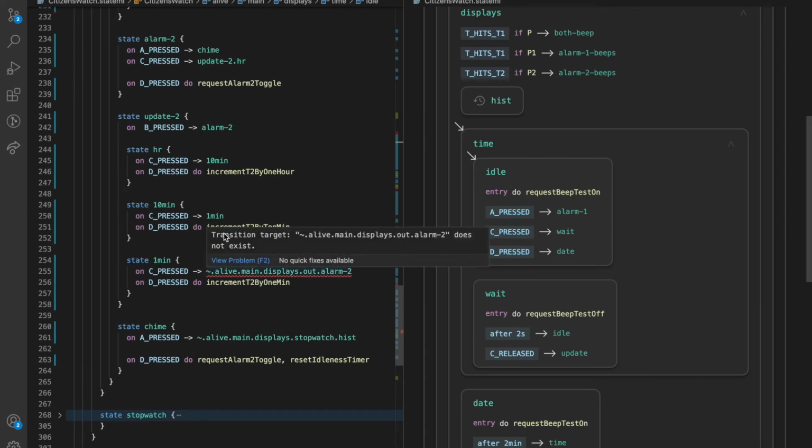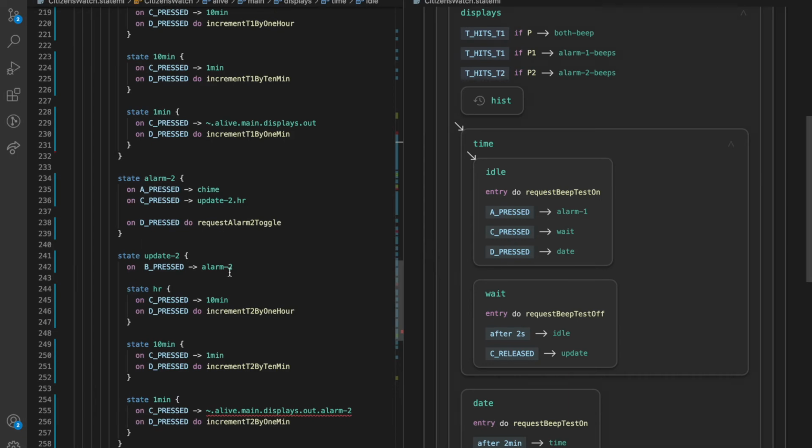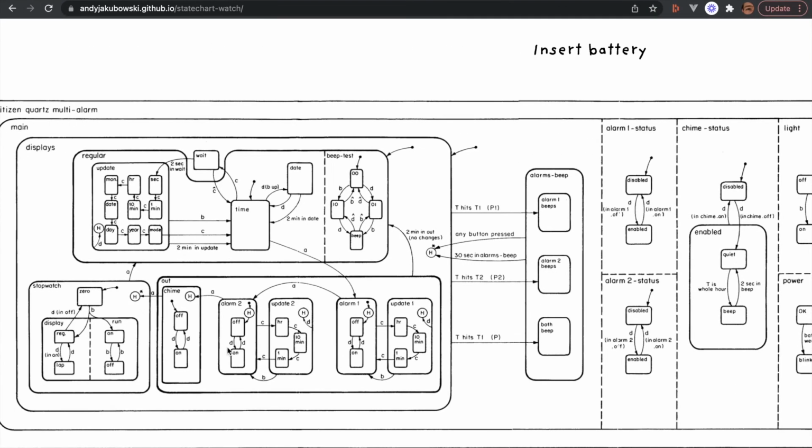Is there an idleness timer, or should there be an idleness timer, on updating the time of the watch? Interesting. You see how if you update the alarm or the chime, there's an idleness timeout. If you update the time of the watch, there's no timeout in it. It's sort of ambiguous. What does update mean? It says if it's 2 minutes in update, go back to time. Is that the same thing here? It's really interesting. The schematic is sort of ambiguous. I would have expected it to say in update with no changes, go back.